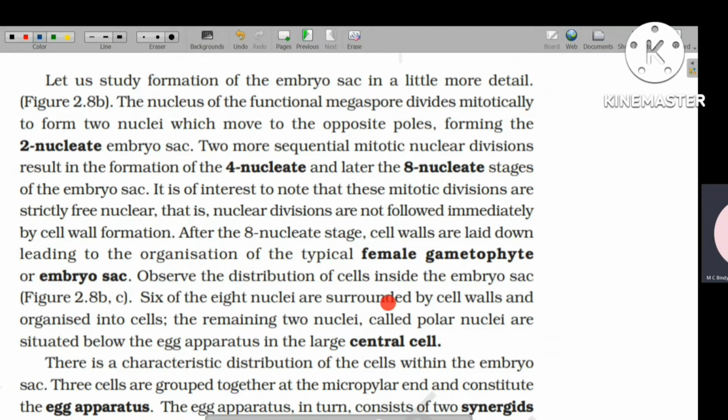Observe the distribution of cells inside the embryo sac. 6 of the 8 nuclei are surrounded by cell walls and organized into cells. The remaining 2 nuclei, called polar nuclei, are situated below the egg apparatus in the large central cell.